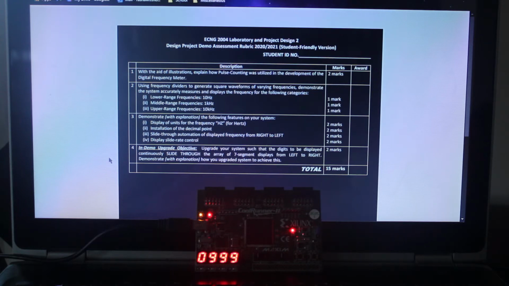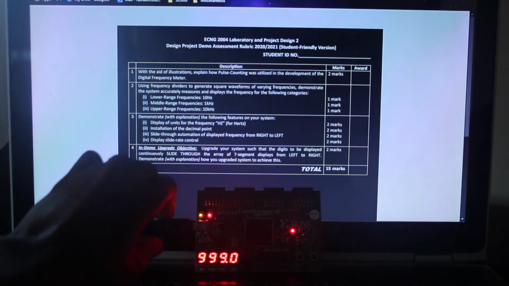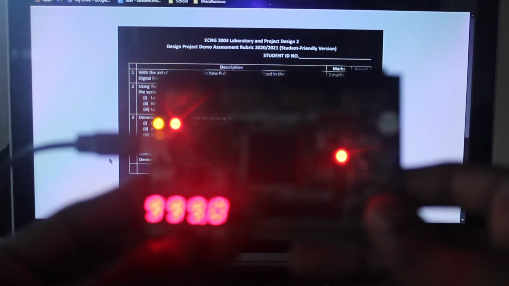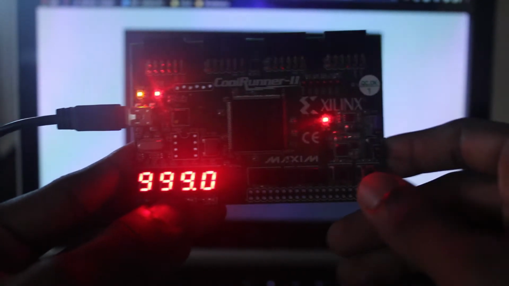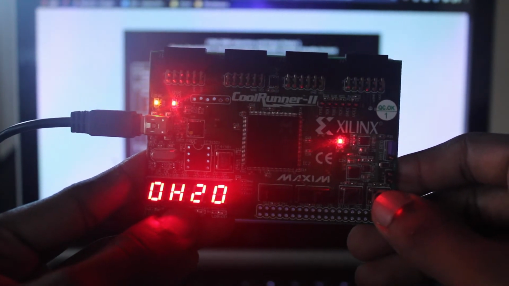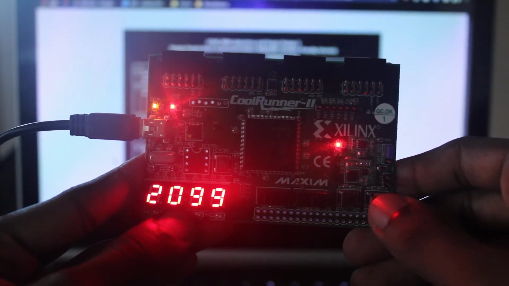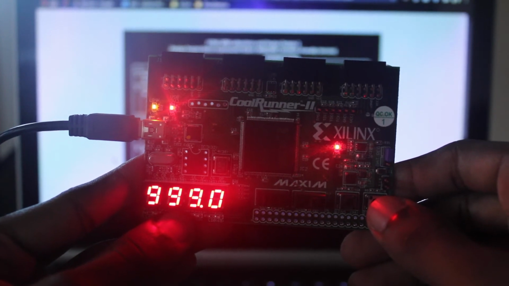For the second part, on board now you can see the upper range. This is a measurement of 10 kilohertz. It's showing 999. The counter starts counting from 0, so every measurement would be 1 less than the expected value. So this is the measurement for the upper range. You can see the display of hertz and the decimal point scrolling from right to left.